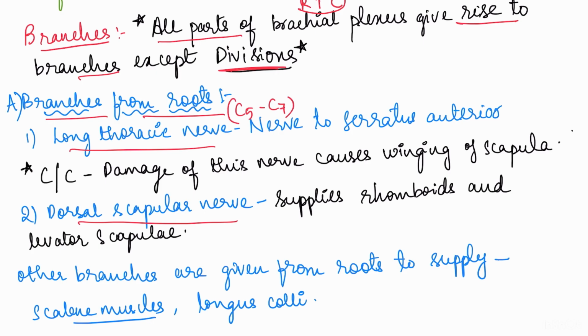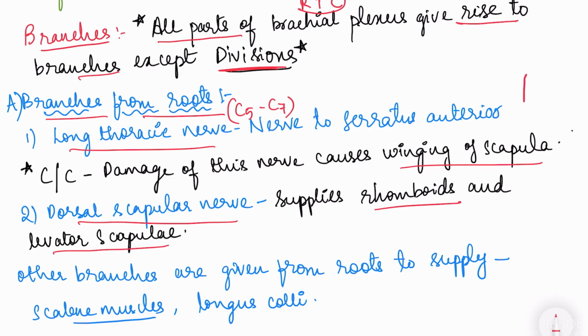For this nerve, we have an important correlation, that is damage to long thoracic nerve causes winging of scapula. Another nerve arising from the roots is the dorsal scapular nerve, which supplies the rhomboids and the levator scapulae muscle.